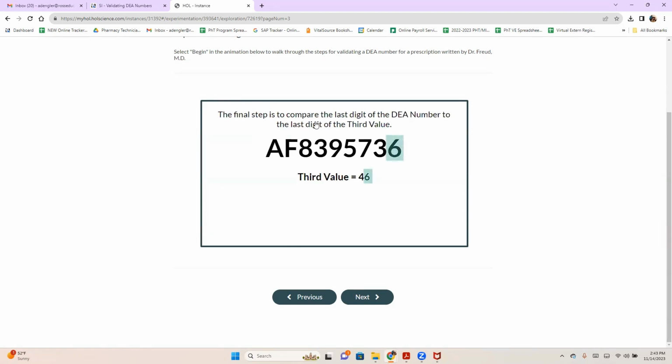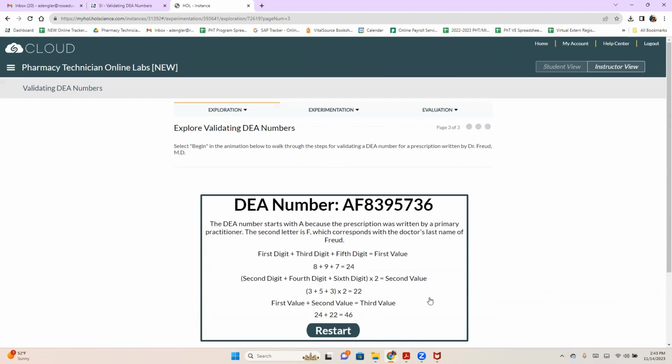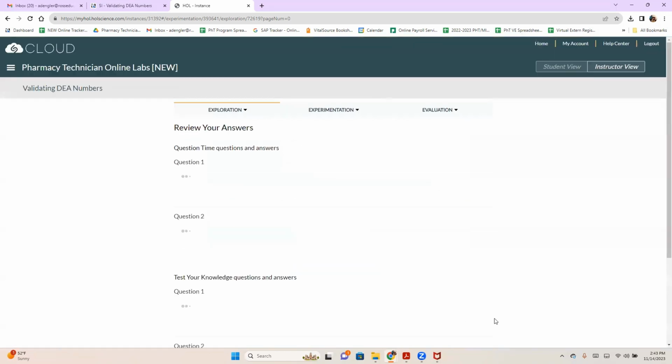The final step is to compare the last digit of the DEA number to the last digit of the third value. So we got 46. The last digit is 6. And the last digit of our DEA number is also 6. So that means that this DEA number is valid. And that just gives you a breakdown again. And if you want to go over it one more time, you can hit restart as many times as you'd like. We're going to go ahead and hit next.